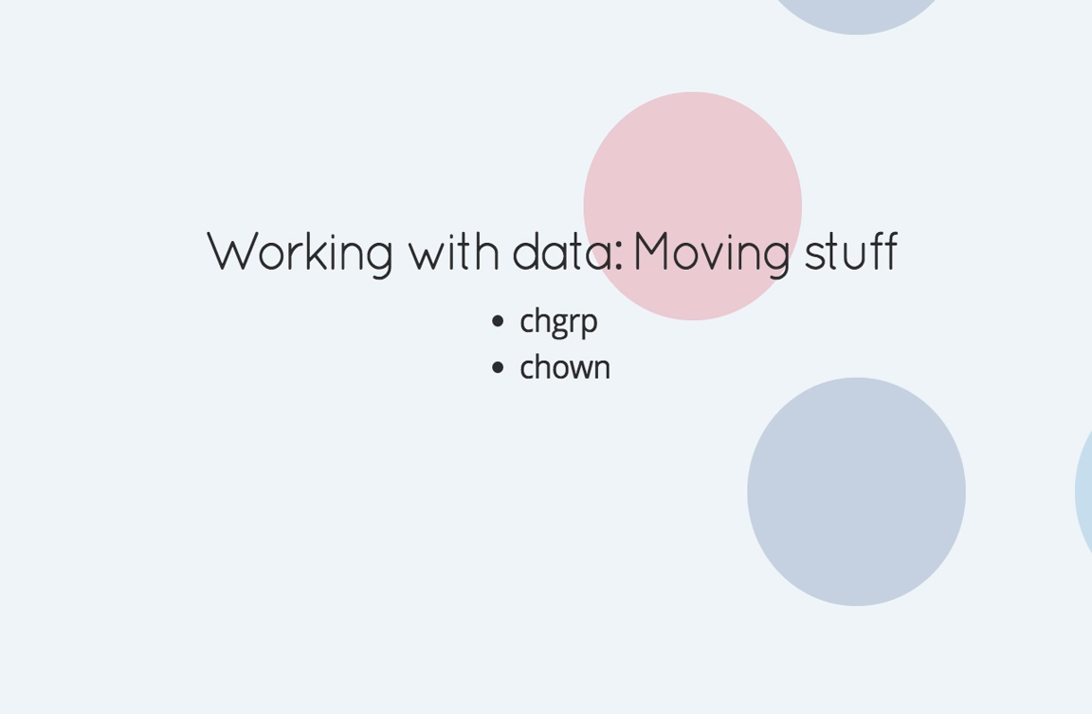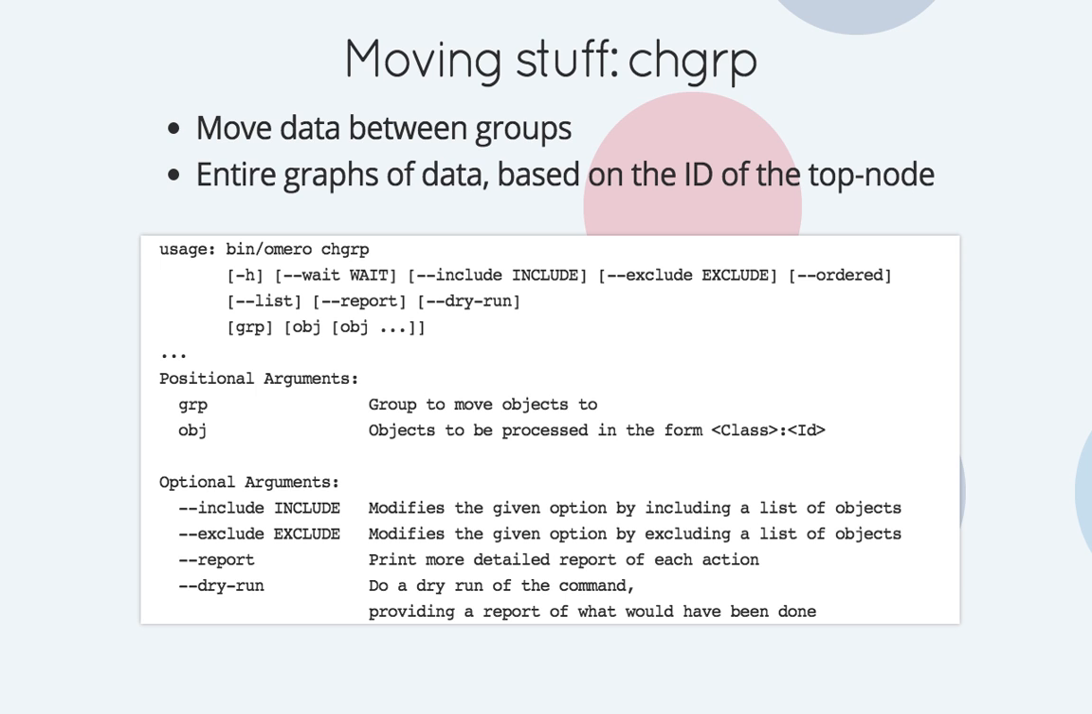We can also move things. We can move things between groups, and we can change the ownership of objects and give them to other people. To move objects between groups, we just provide the group ID. This is where a user might want to move something from one of their groups to another of their groups, so they can share it with people, or so they can change the privacy. Again, it moves entire graphs of data based on the ID of the top node. In this case, nothing is excluded by default, so the whole graph would be moved, unless things obviously belong to other people, in which case links would then be broken.